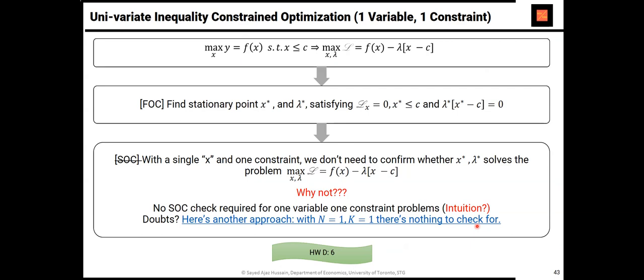What about second order conditions? Again, with one variable and one constraint, there are no quote-unquote second order conditions to check for, right? Because you're literally, again, picking a point either where x is equal to c or where x is less than c. But that's it, right? There's literally no optimization to be done. So no second order conditions.